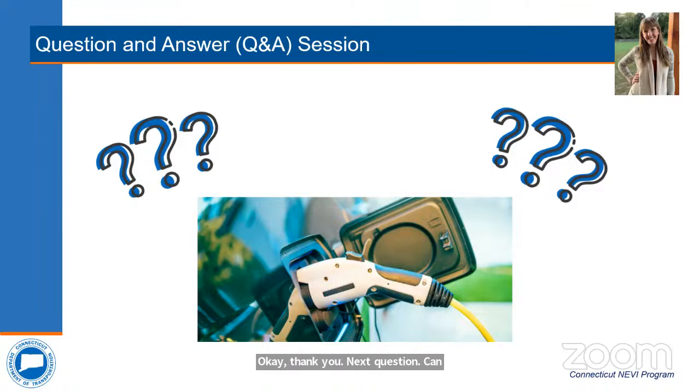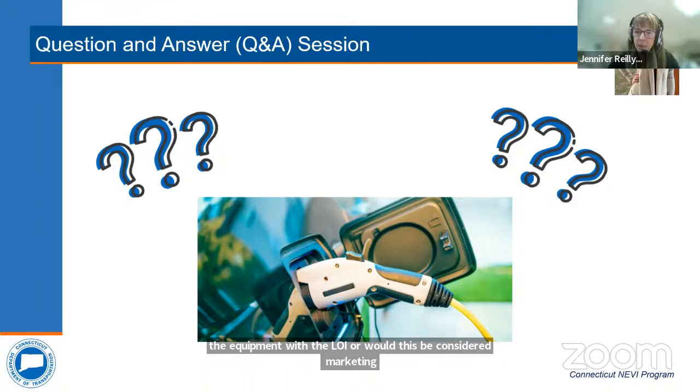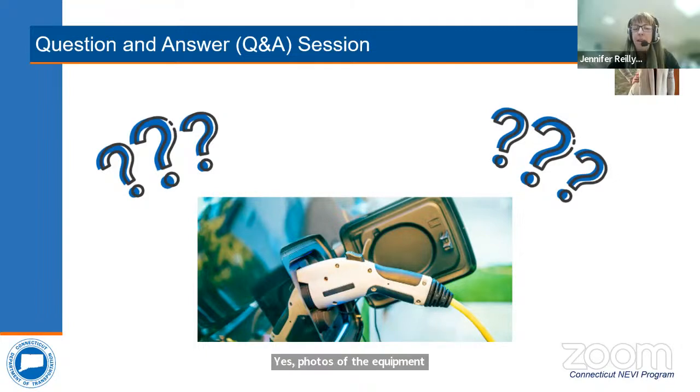Next question. Can we include photos of the equipment with the LOI, or would this be considered marketing? Photos of the equipment, is that the question? Yes, photos of the equipment. Yeah, I don't think we need photos of the equipment. We do need where the equipment will sit on the site. So that would be helpful. And I do want to mention this program is a reimbursement program. So you can't order any equipment or any materials until after you have a signed contract that you have been awarded funds. So just an FYI on that.